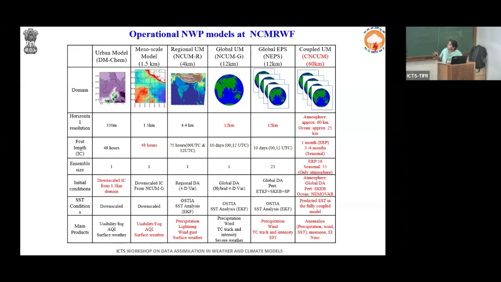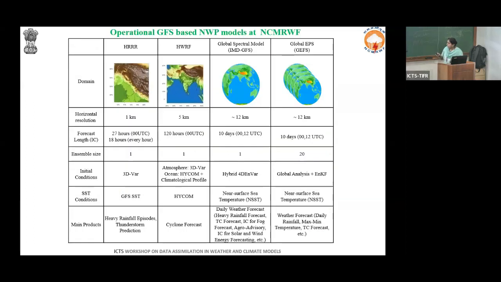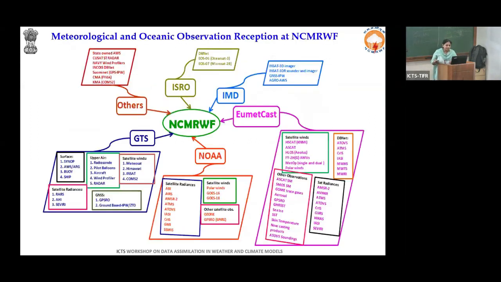In that case, our deterministic system will be closed, because we will use the coupled system for the NWP forecast also. So this is again the GFS-based system. We have the HRRR, the High-Resolution Rapid Refresh model, a version of the WRF system. Then we have the HWRF, then the global spectral model, the IMD GFS at 12-kilometer resolution, and we have the ensemble for that also. For both of these models, the data assimilation is run at NCMRWF, and we do the data assimilation and transfer the initial condition to the corresponding agencies.